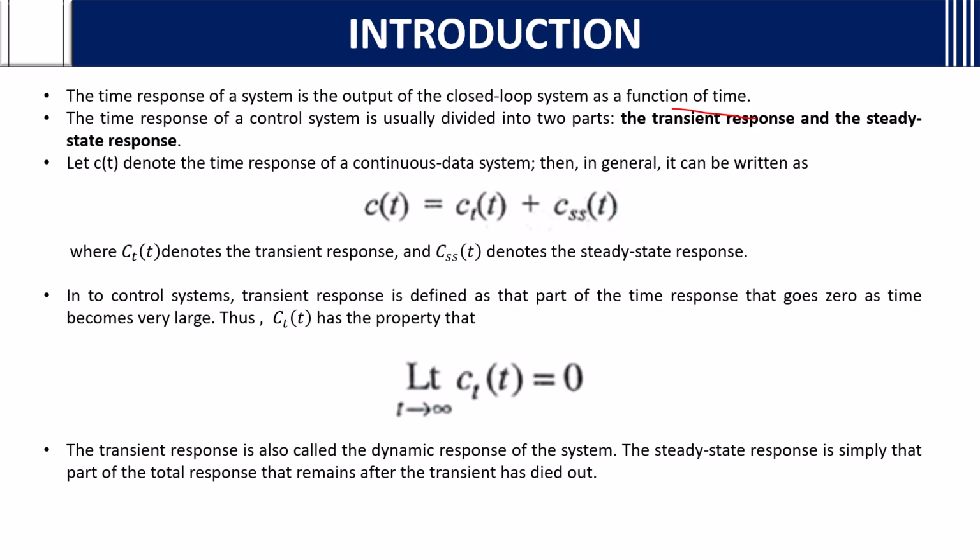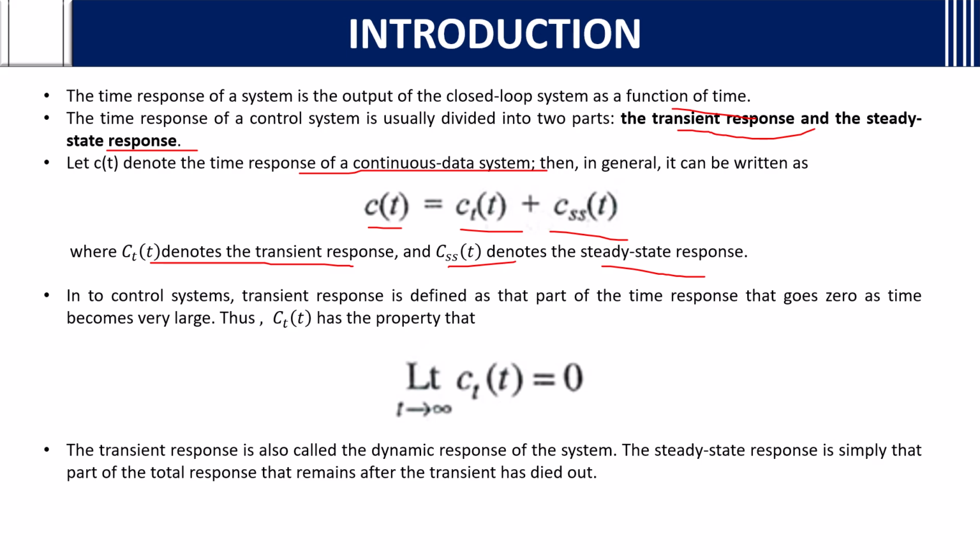The time response of a control system is usually divided into two parts. First one is transient response, second one is steady state response. Transient means it continuously changes. Steady state means it is at the steady state. It is not going to change. Let C of t denote the time response of a continuous data system. Then in general form you can write C of t equals Ct of t plus Css of t. Ct of t denotes the transient response. Css of t denotes the steady state response.